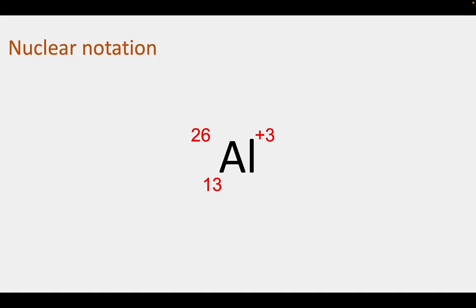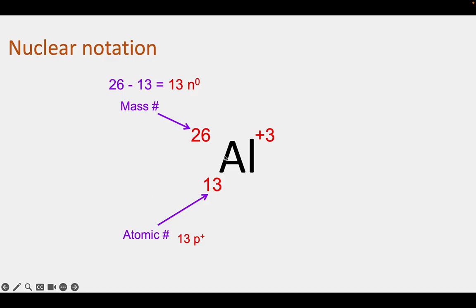Remember, we have something called nuclear notation, and here down in the lower left-hand corner, we have the atomic number, which is the number of protons. The atomic number and the number of protons are the same thing. So here, the symbol is aluminum, 13 positive protons. In the upper left-hand corner is the mass number, which is the total number of protons and neutrons in this atom, and it's a way for you to figure out the number of neutrons. So if you have 26 protons and neutrons, you know 13 of them are protons. So the difference is there are 13 neutrons. The number of protons plus neutrons will equal the mass number.